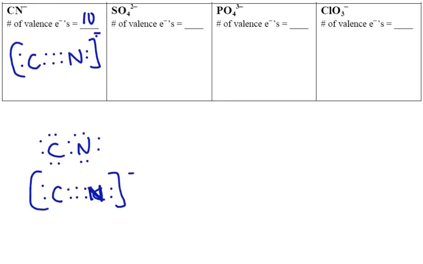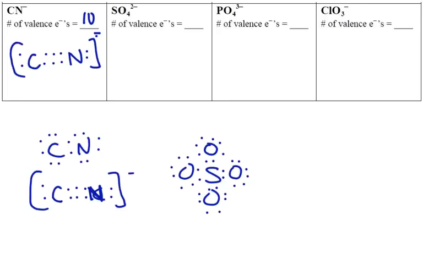Now sulfate. So we'll try sulfur in the middle. We'll put an oxygen on each of the sides. We'll give everybody an octet. That's where we'll start. Now, what have I got? I got 2, 4. They got 8 around this oxygen, 8 around this, 8, 8. So I have 4 sets of 8. So that's 32 electrons that I've drawn.